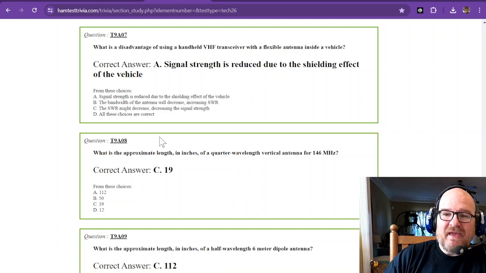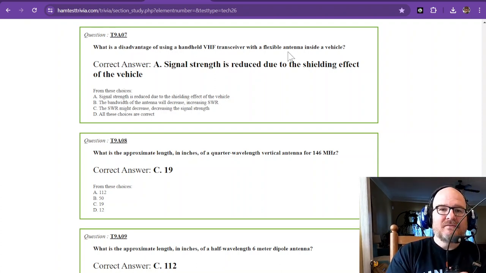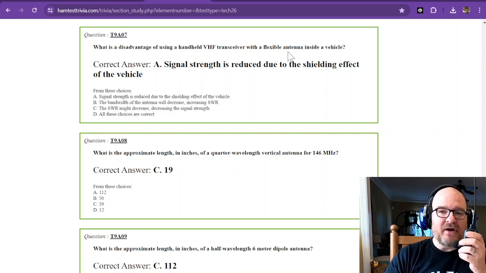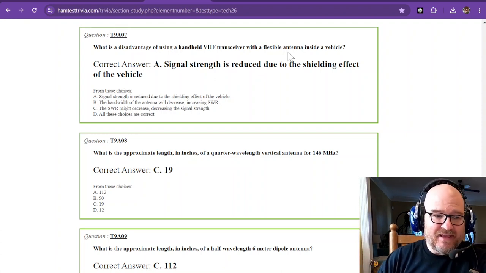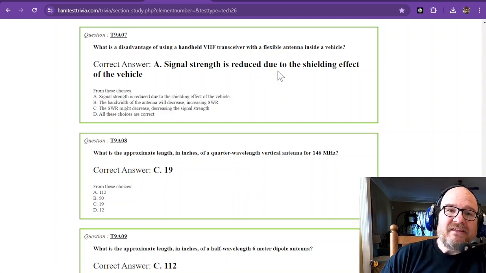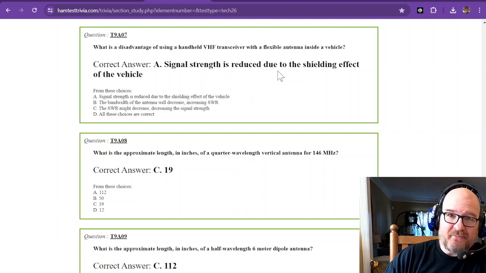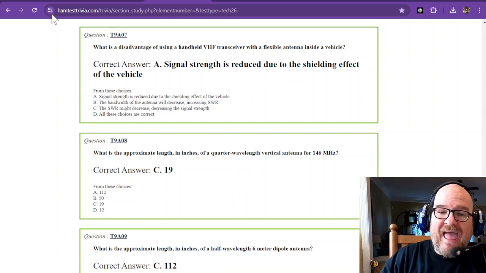What is a disadvantage of using a handheld VHF transceiver with a flexible antenna inside a vehicle? As great as this antenna is, if I'm inside a vehicle, it is not going to get out as much because of what's called a Faraday cage. A vehicle's body acts like a Faraday cage, so signal strength is reduced due to the shielding effect of the vehicle. Now, my Jeep Wrangler is not nearly as bad as my wife's Ford F-150 that's almost all metal. My Jeep is mostly plastic from the doors up, so it's not as bad.